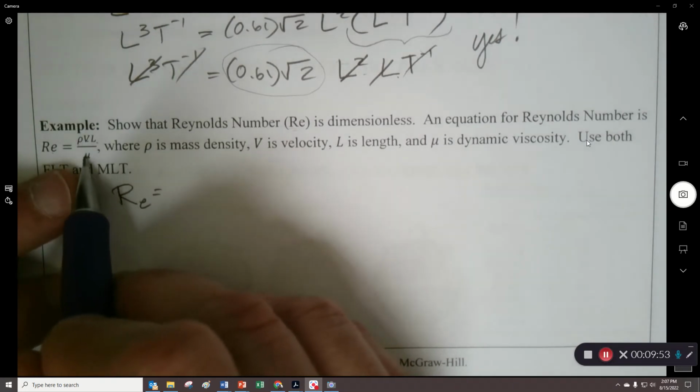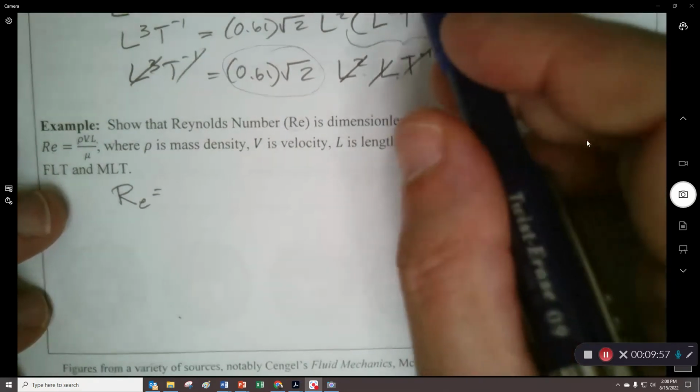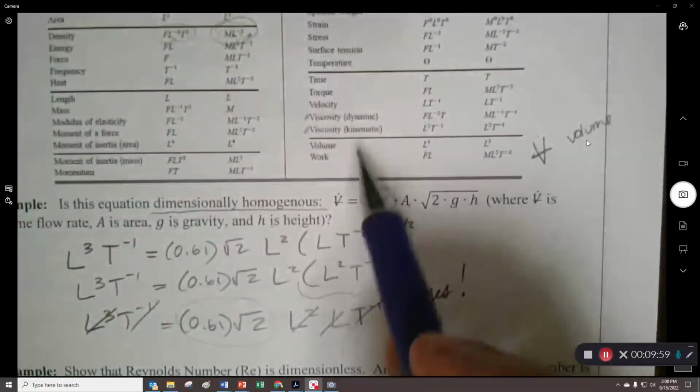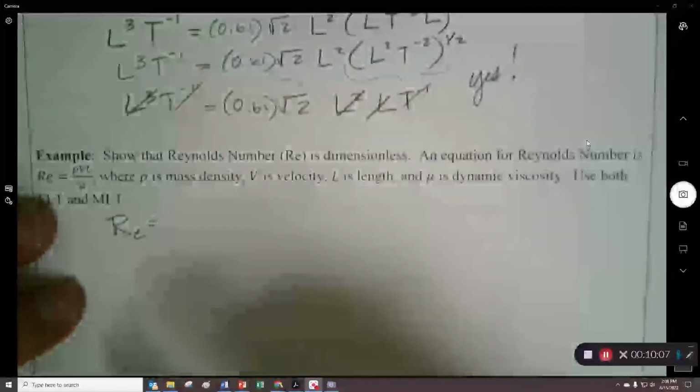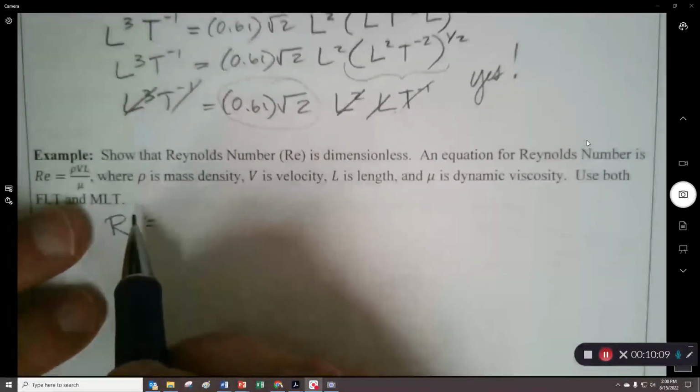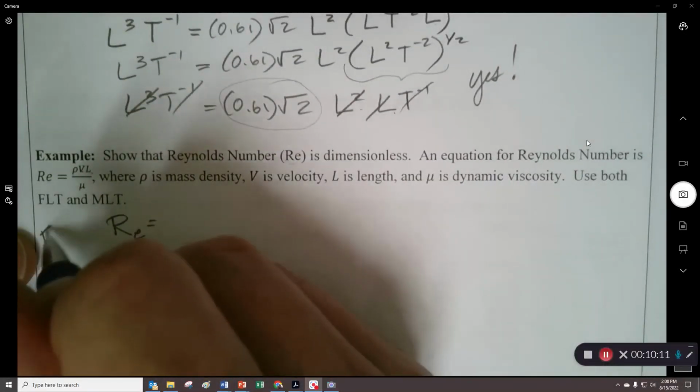And then divided by dynamic viscosity, as opposed to kinematic viscosity. Kinematic viscosity, as we'll learn later, is actually dynamic viscosity divided by density, because they get put together so often, and you'll even see them right there. That's really just what the difference is. So let's try with the FLT system first.